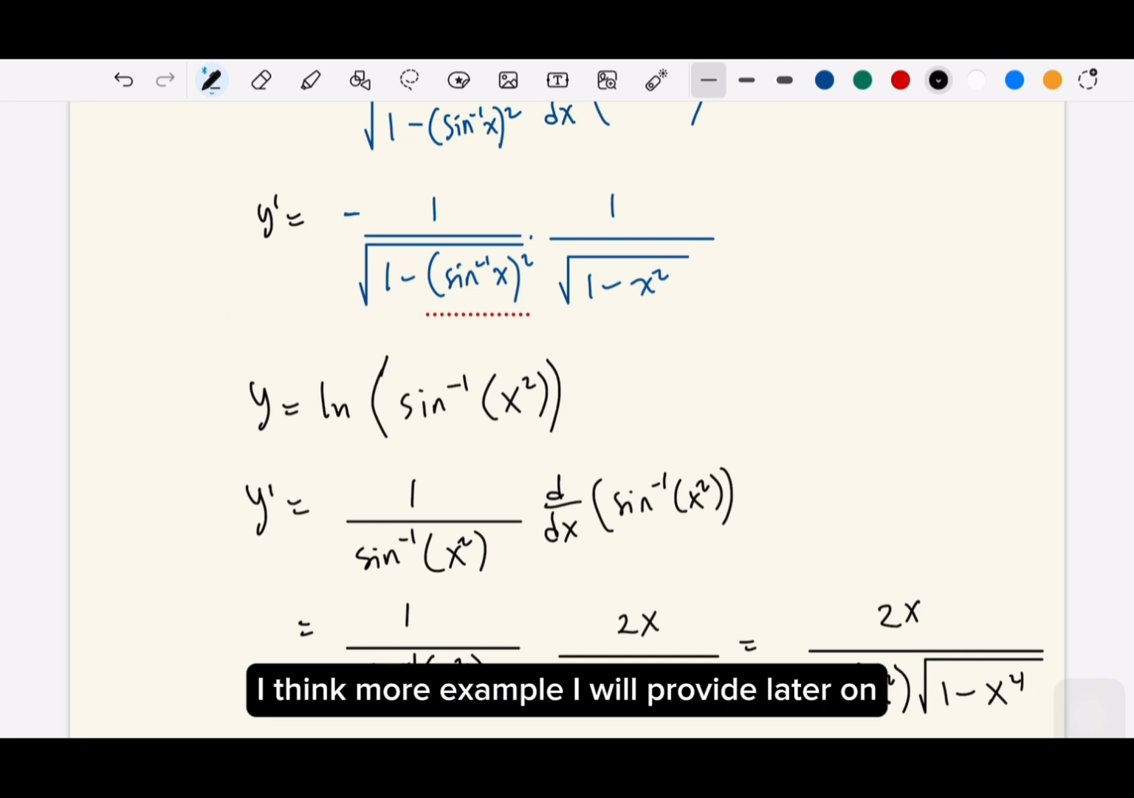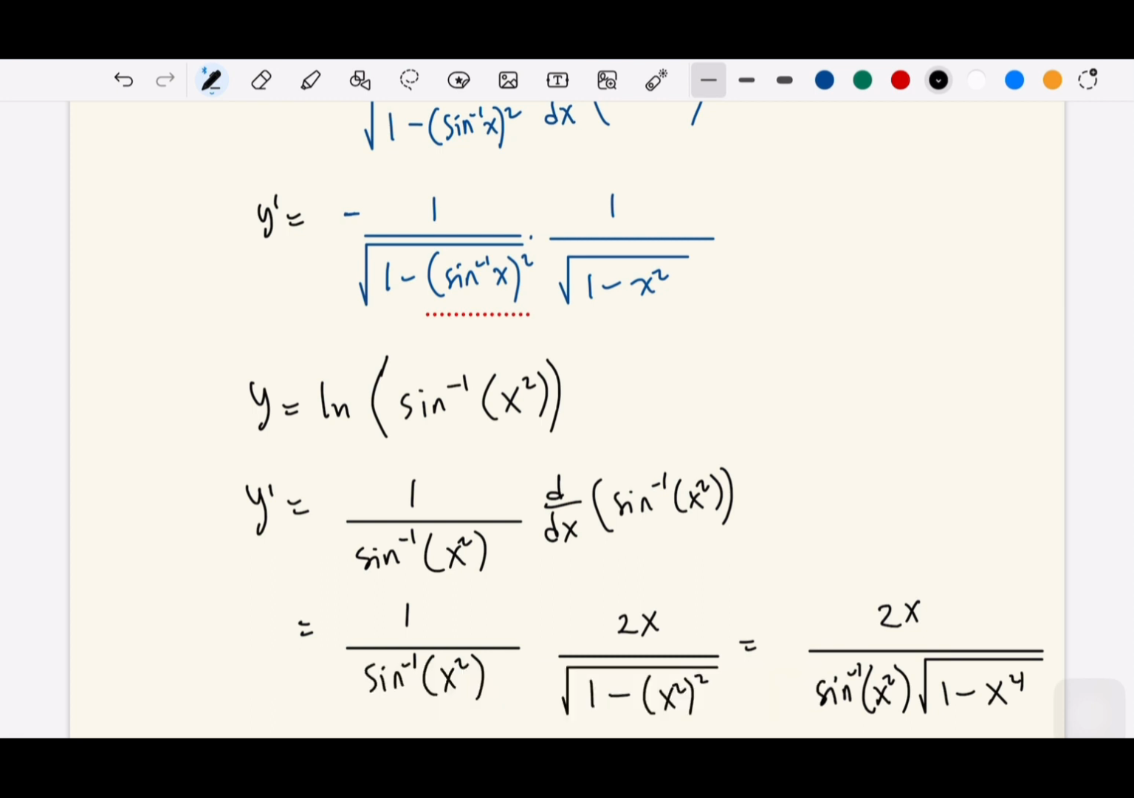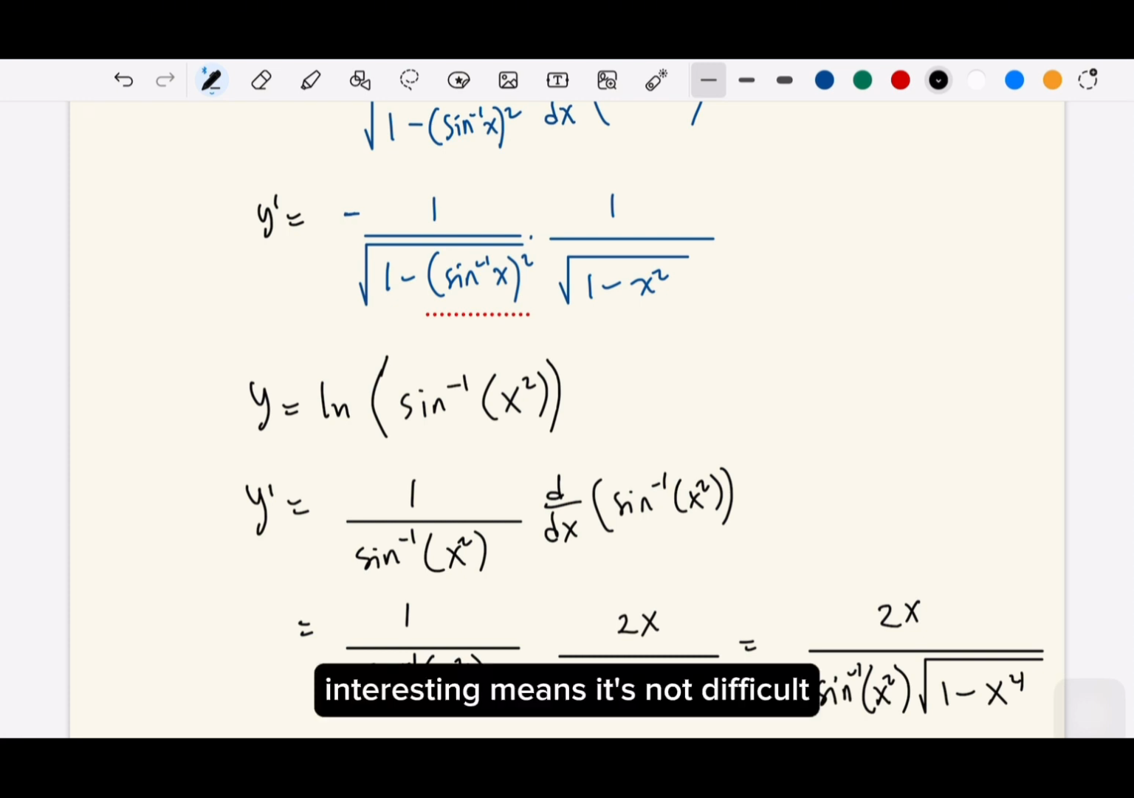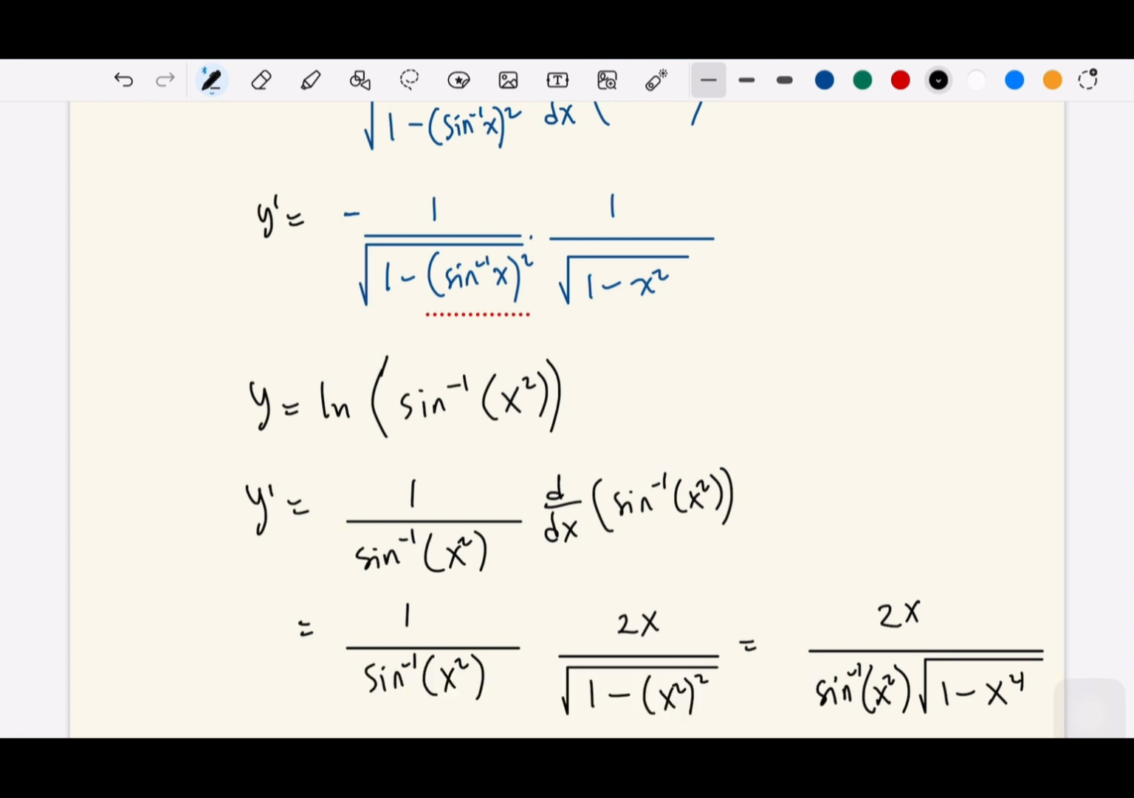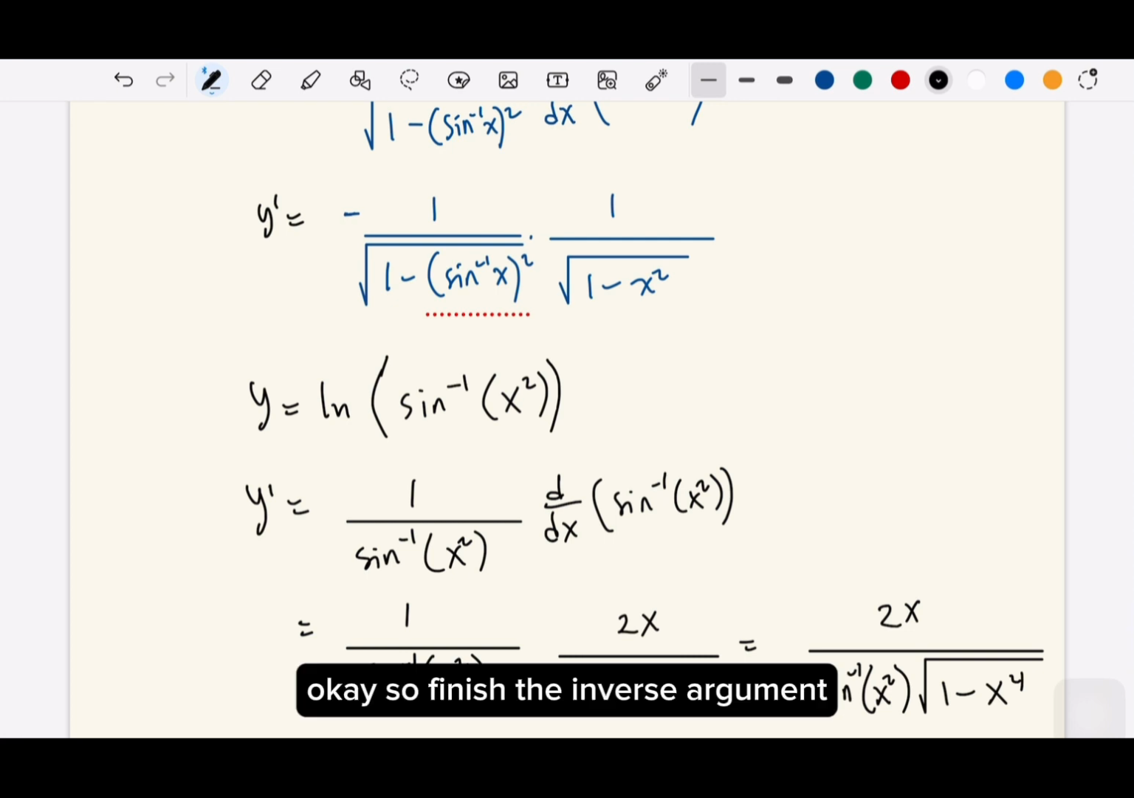Okay, I think I will provide more examples later on, and I will select interesting questions. This is a regular question. Interesting means it's actually not difficult, but you need to think. Okay, so we finish the inverse trigonometry.